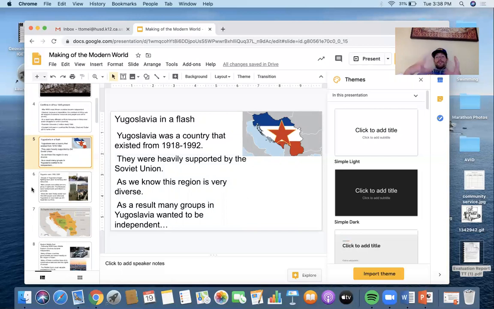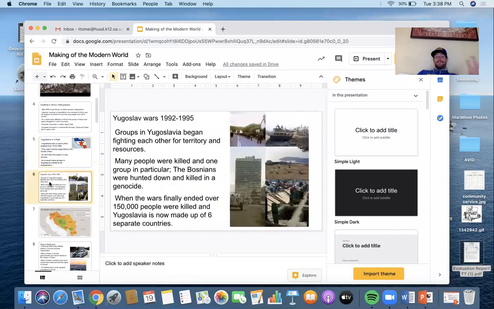So originally, what formed is these diverse states decided to form one union. They formed Yugoslavia. But unfortunately, because this region is so diverse, eventually a lot of people want to become independent. A lot of these countries want to become independent. And that kind of leads to problems.